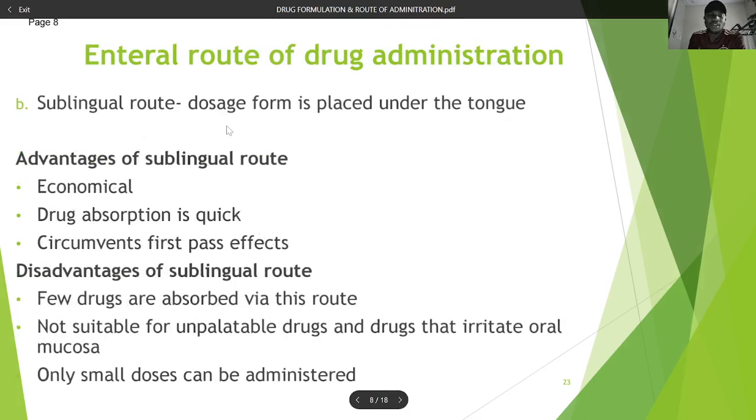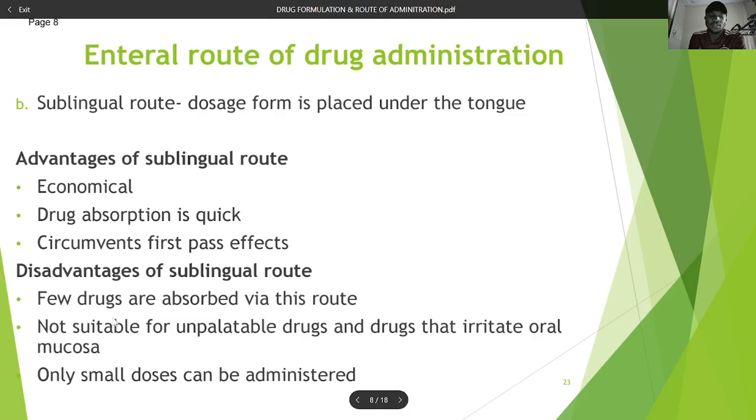So for the sublingual route, the dosage form is placed just under the tongue, like I said earlier. Now, advantages of the sublingual route: it's economical. Drug absorption is quick. It circumvents first pass effect because it goes almost directly into the blood. So it circumvents first pass effect.